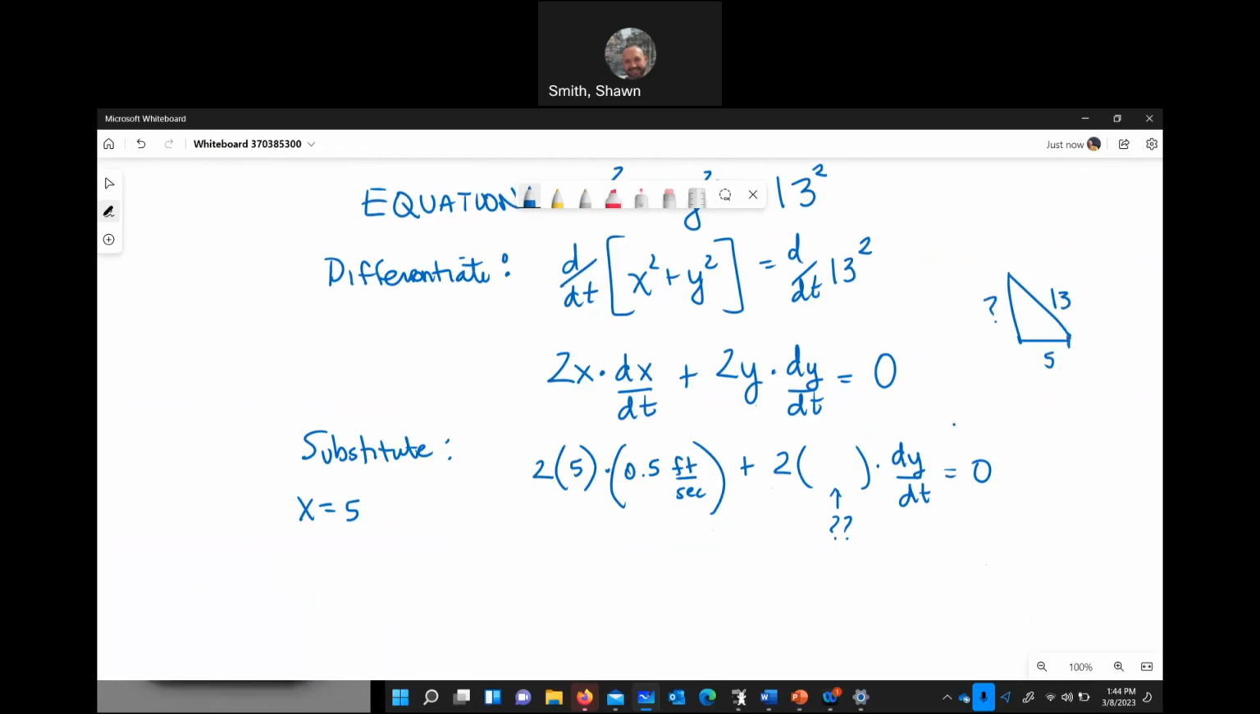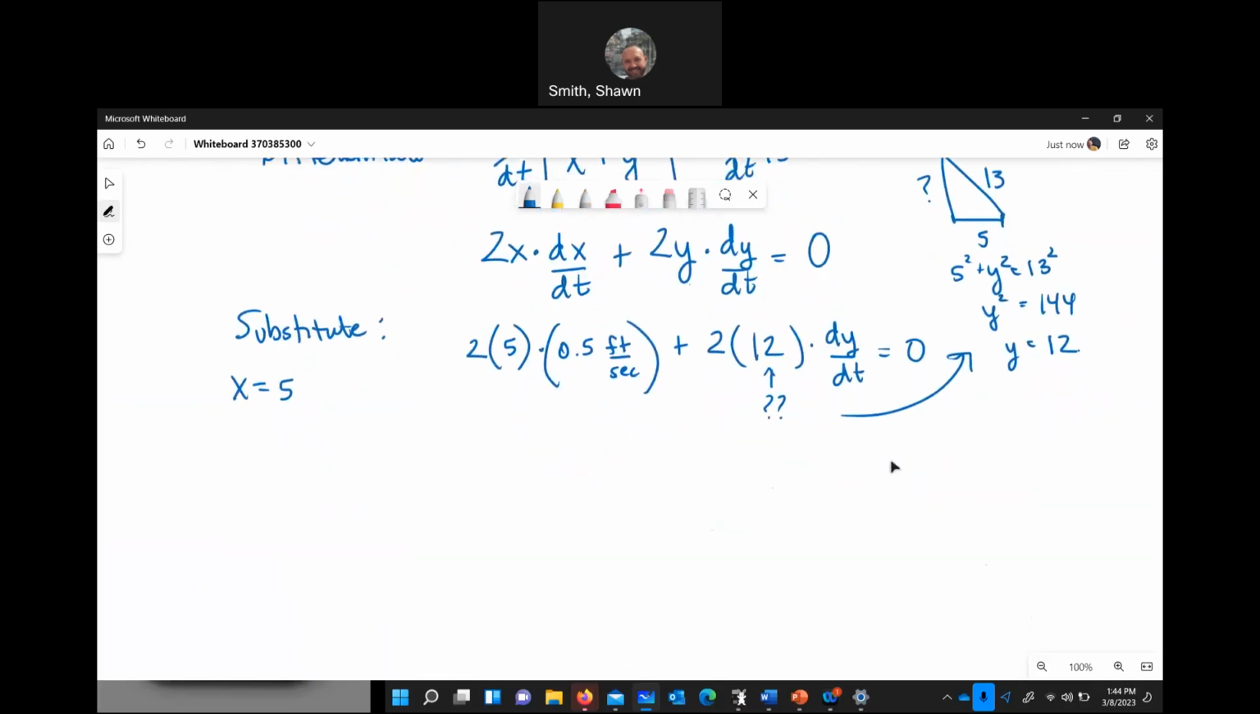So I need to figure out this. So 5 squared plus y squared is 13 squared. y squared is 169 minus 25, which is 144. Technically, y is plus or minus 12, but looking at the distance, it's the positive 12, right? So y is 12 when x is 5. So I solve this equation for dy/dt, and that's going to give me the rate of change that the ladder is sliding down.